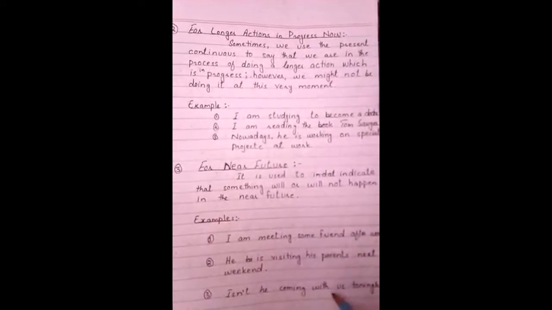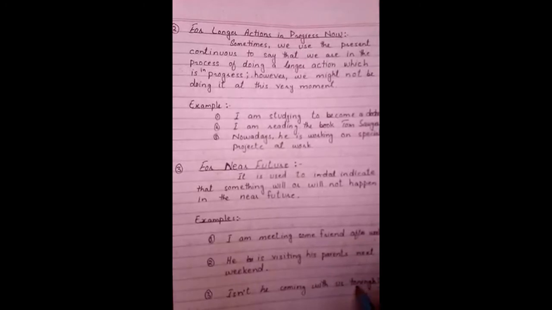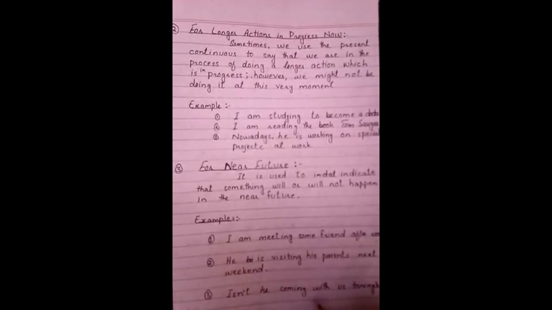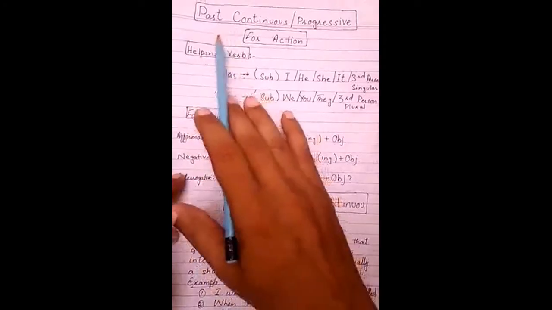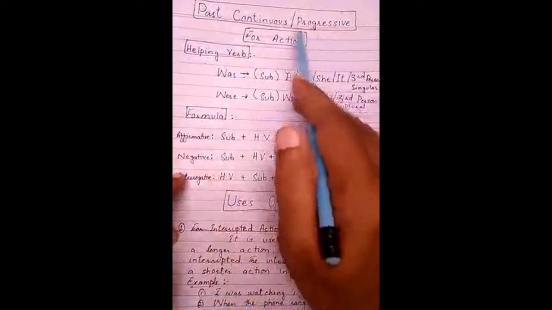And, isn't he coming with us tonight? Tonight is future time, so for that time we also use present continuous tense. Okay students, this is our present continuous tense. Students, this is our past continuous or past progressive tense.